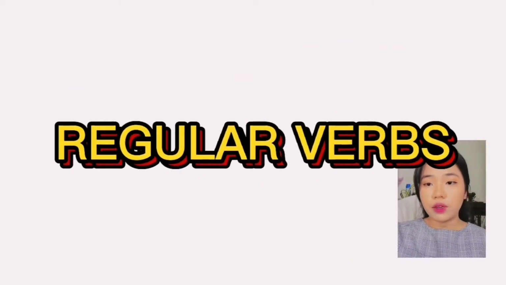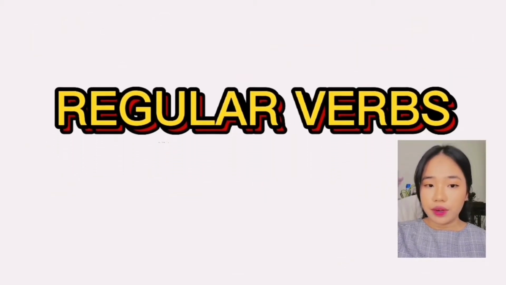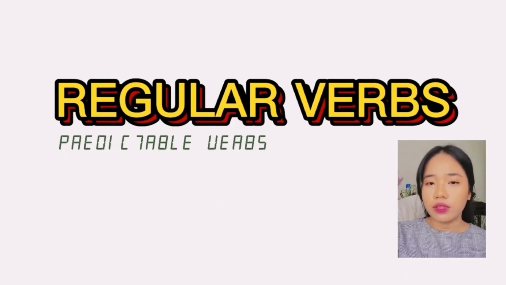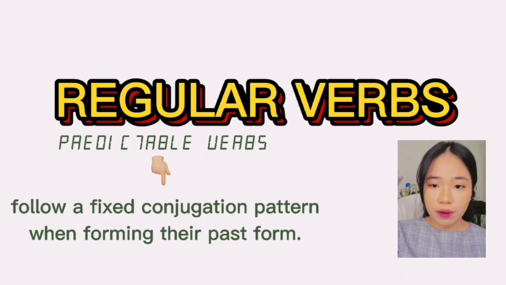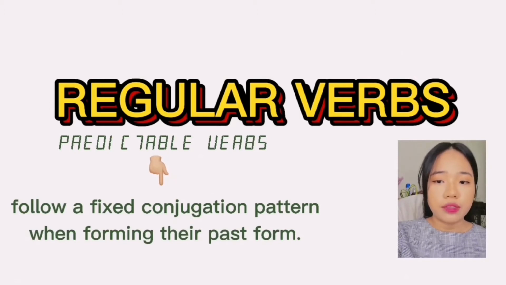Regular verbs are also known as predictable verbs. Why are they also called predictable? This is because predictable verbs have a fixed conjugation pattern when forming their past form, or their past tense. So how do regular verbs conjugate into their past form?